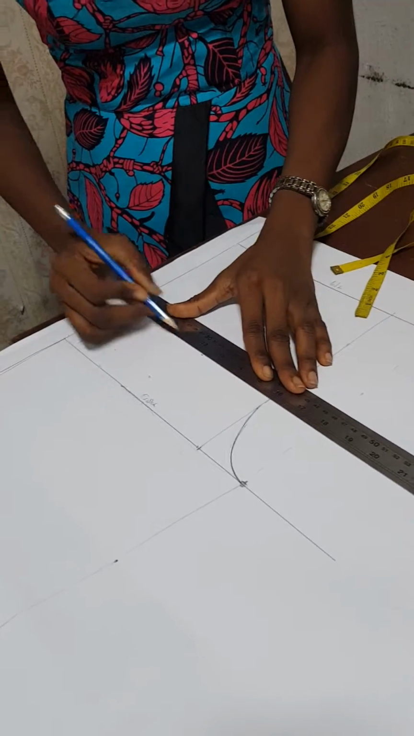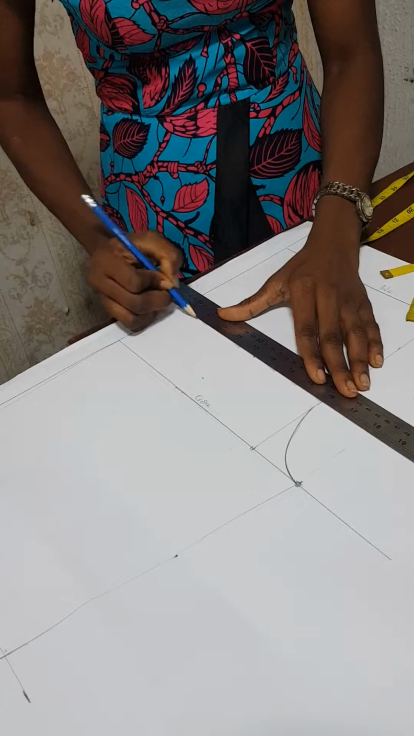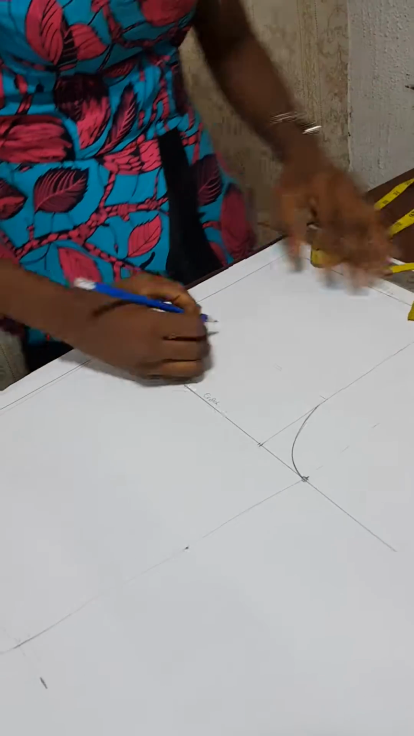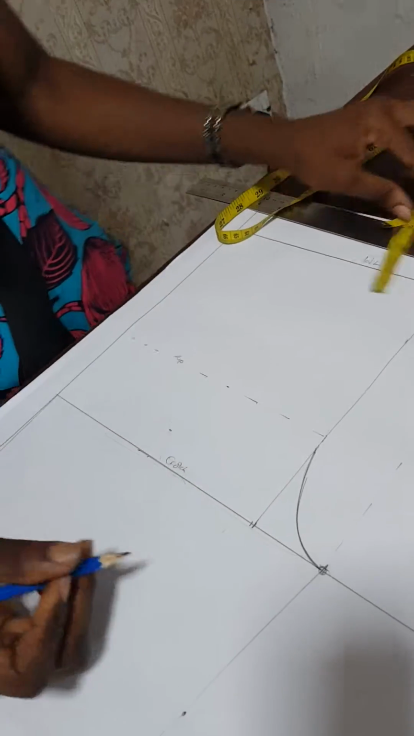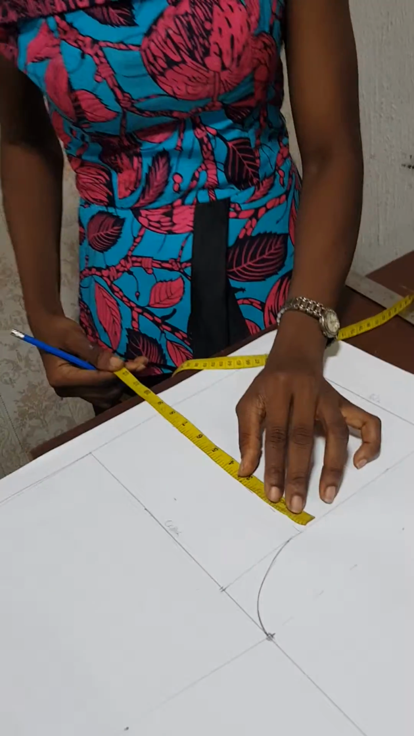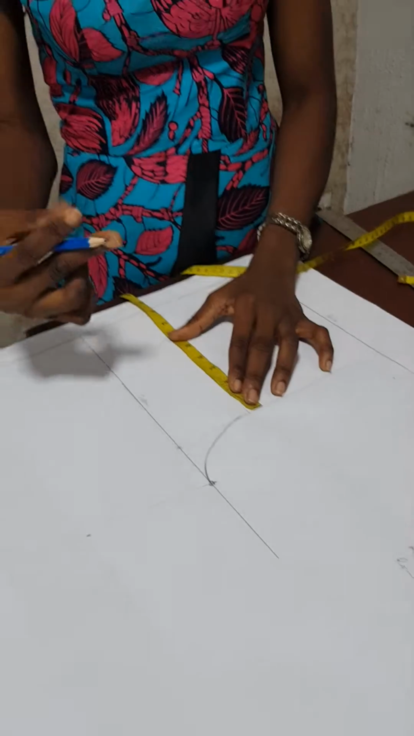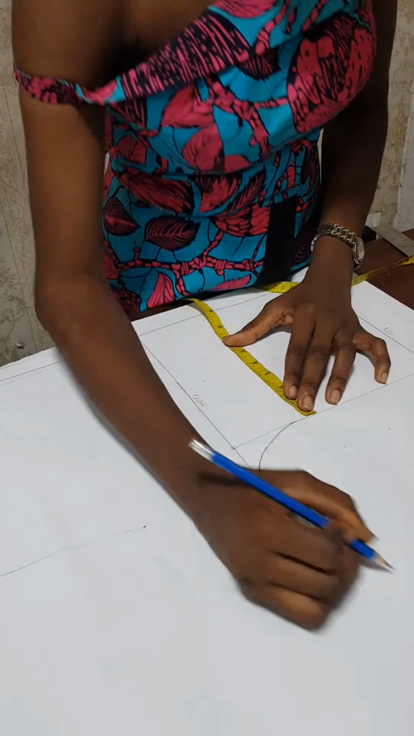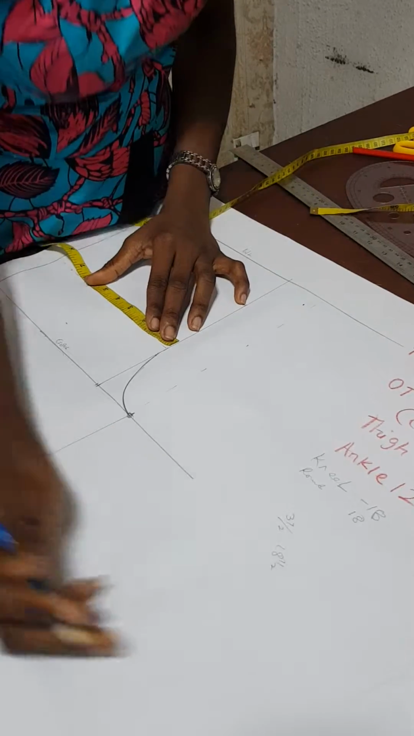Okay, so I'm going to have a broken line to indicate the area where my hip is. Now I'm going to do something and I want you to pay attention to what I'm going to do. My hip is 37. So I'm going to divide 37 in 2 places. 37 divided by 2, that is 18.5.